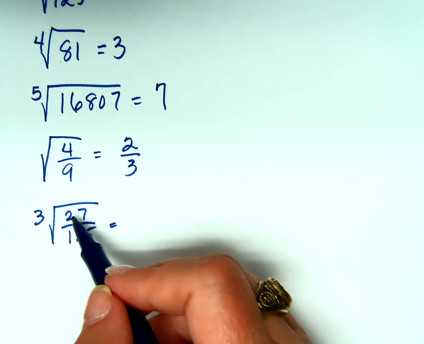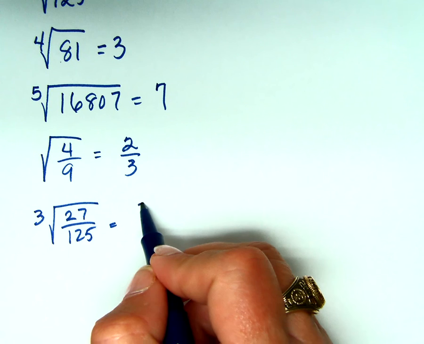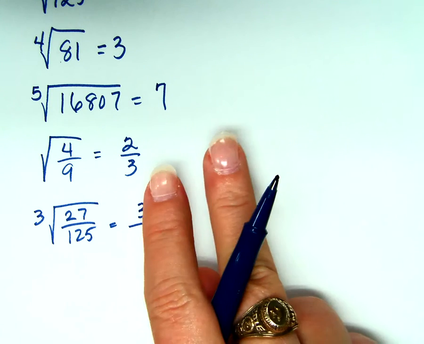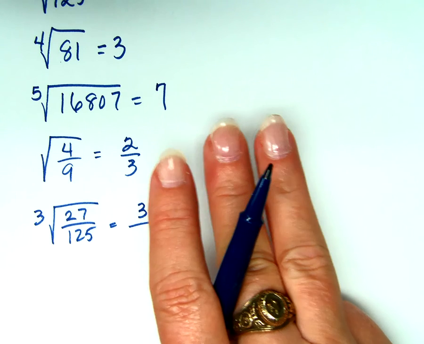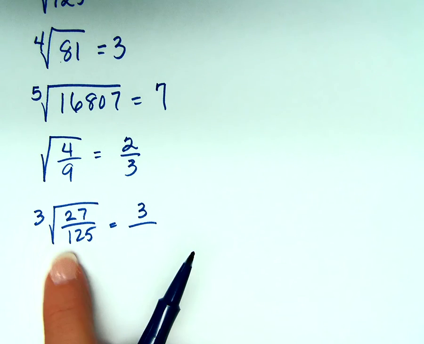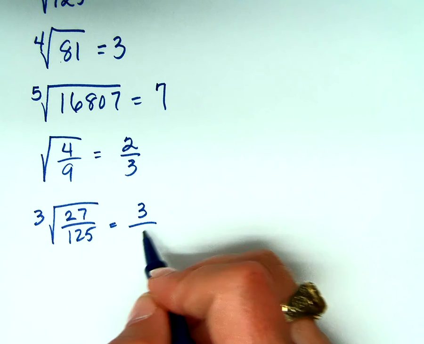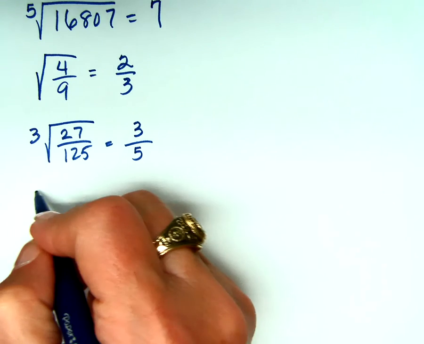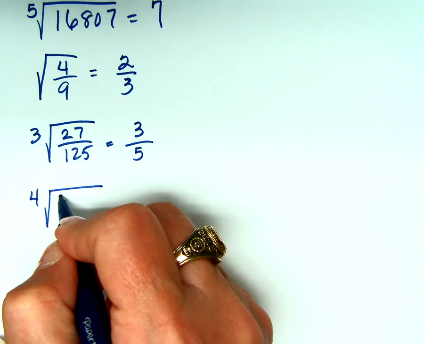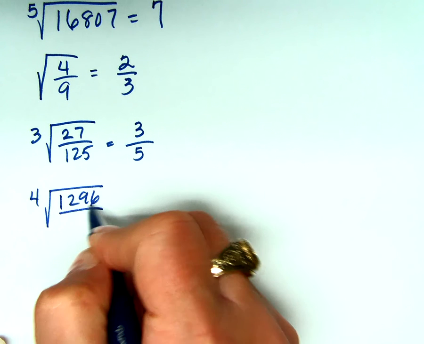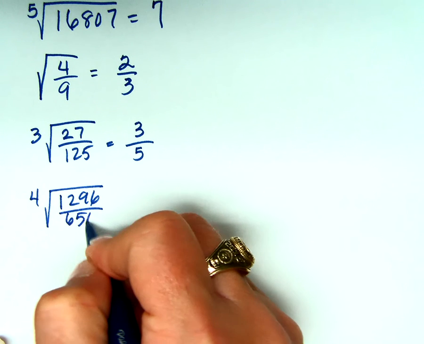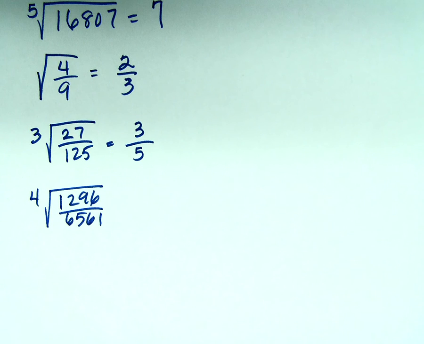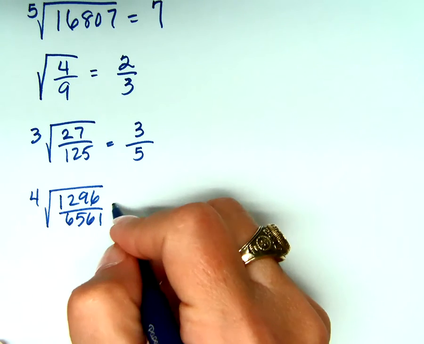What's the cube root of 27 over 125? Well, what's the cube root of 27? 3, right? Because 3 times 3 is 9 times 3 is 27, so the cube root of 27 is 3. What's the cube root of 125? 5. Okay with that? What about the fourth root of 1296 over 6561? You don't know that off the top of your head? Yeah, I didn't either. I had to use a calculator, right?